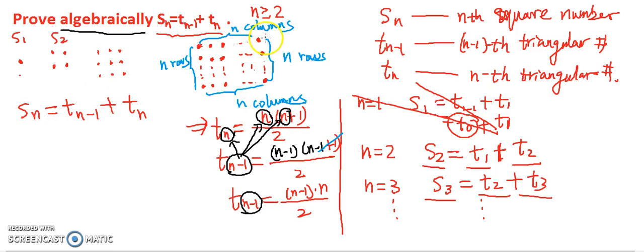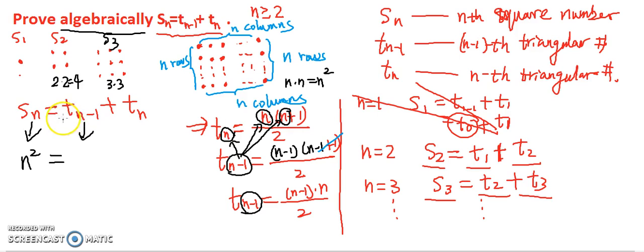Sn, what's Sn? We know it's a square number. We have to have an algebraic form for the square number. So what is the algebraic form for a square number? If you look at S2, 2 rows, 2 columns, that's exactly 2 times 2, which is 4. And if you look at S3, we got 3 rows, 3 columns, that's 3 times 3. In general, when you have n, the nth square number will be n rows times n columns, and that's n squared. So the algebraic form for Sn is n squared.